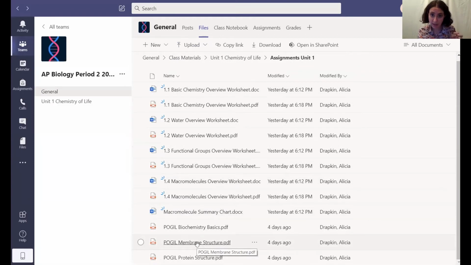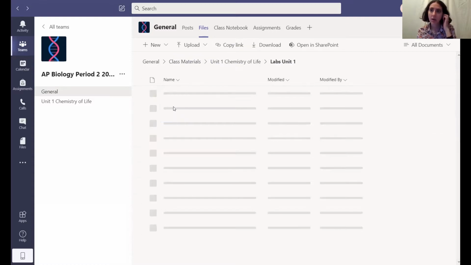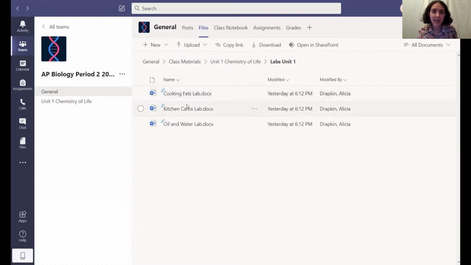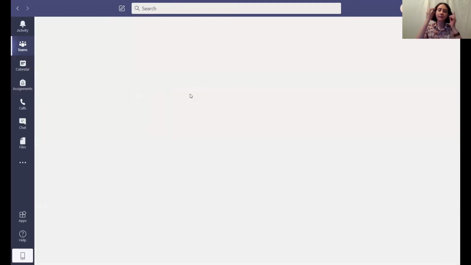That'll be about lipids, and not too much else in here. There's a lab though, so let's check that out. Okay, this is cooking fats. This is great. I do this lab with my AP chemistry students too.